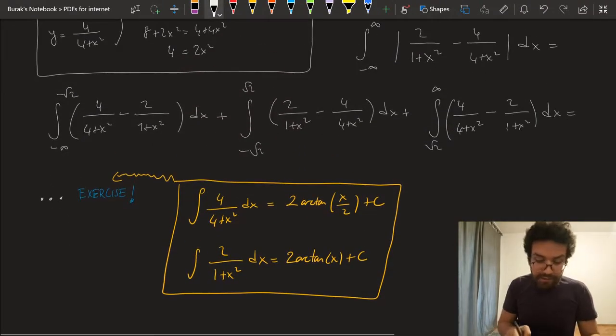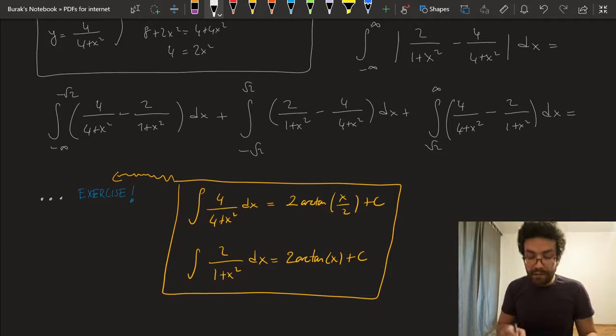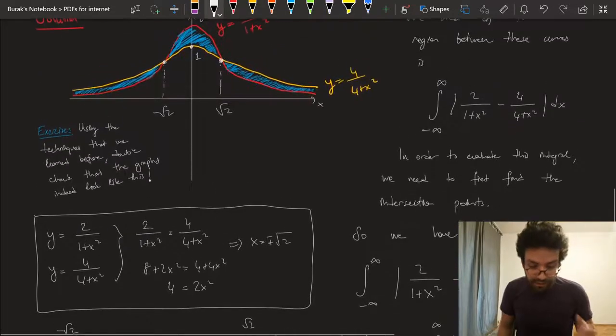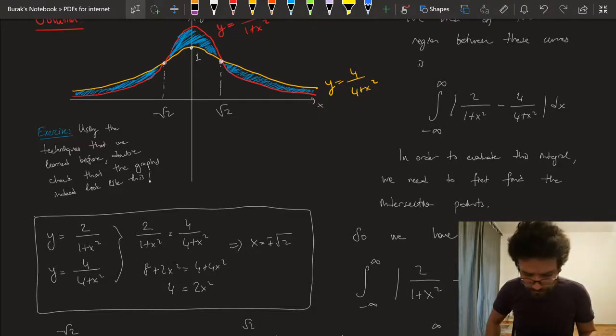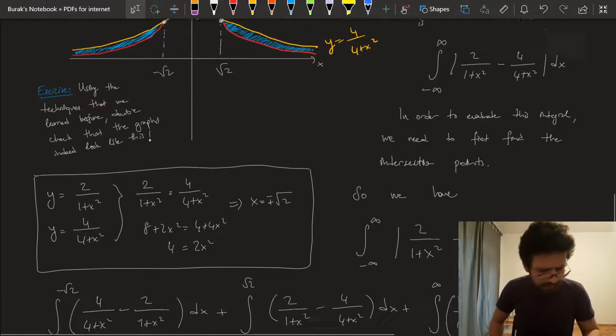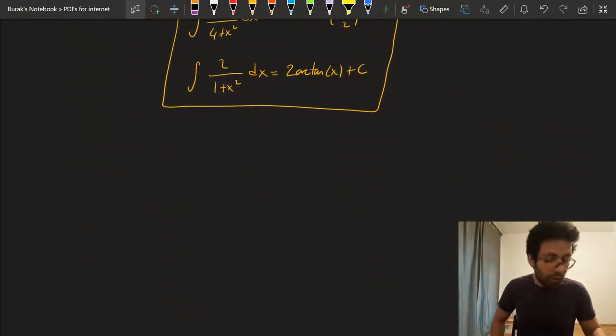Anyway, use these antiderivatives to evaluate these improper integrals, and this is a proper one, so you use the fundamental theorem of calculus directly and get the answer. Okay, you're going to get a finite answer. Just because this region extends to infinity does not mean that it has infinite area. It's going to be a finite one. So that's that. Okay, one more thing.